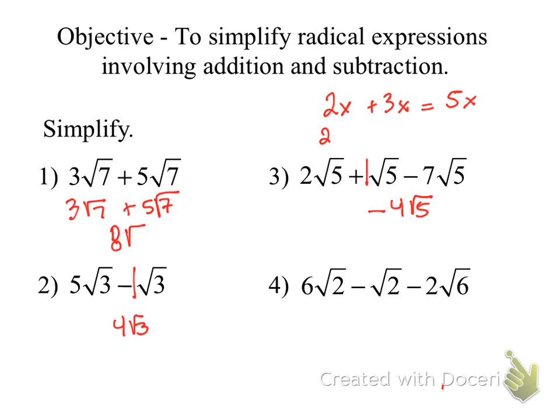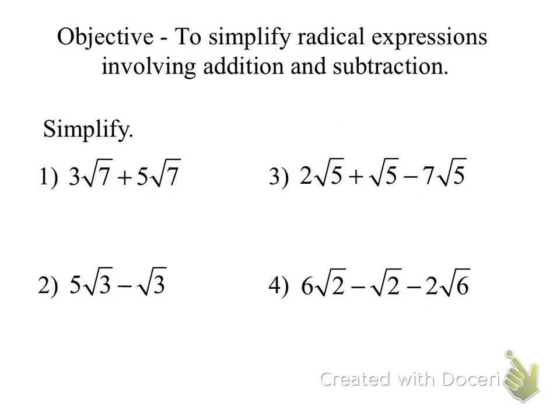The next one's a little bit different because they're not all like radicals. So the first one I have 6 red 2. And then I have a 1 red 2. And 6 minus 1 is 5 red 2. And the other one is not a like term, so we just write minus 2 red 6. Okay? Let's keep going.